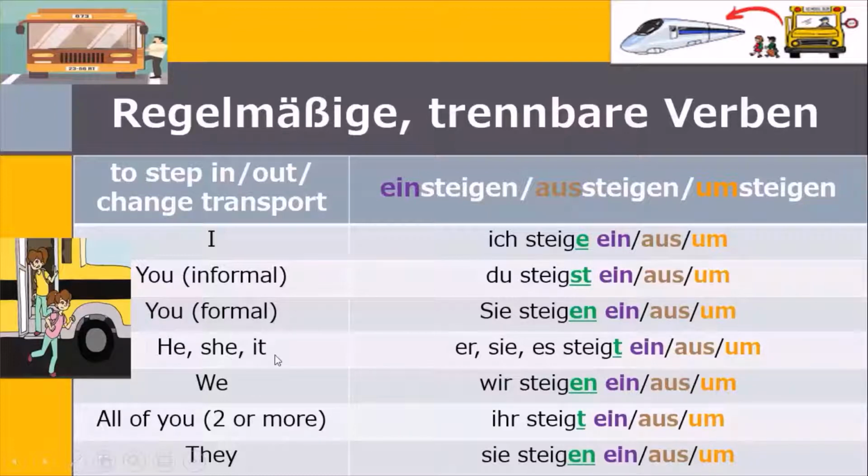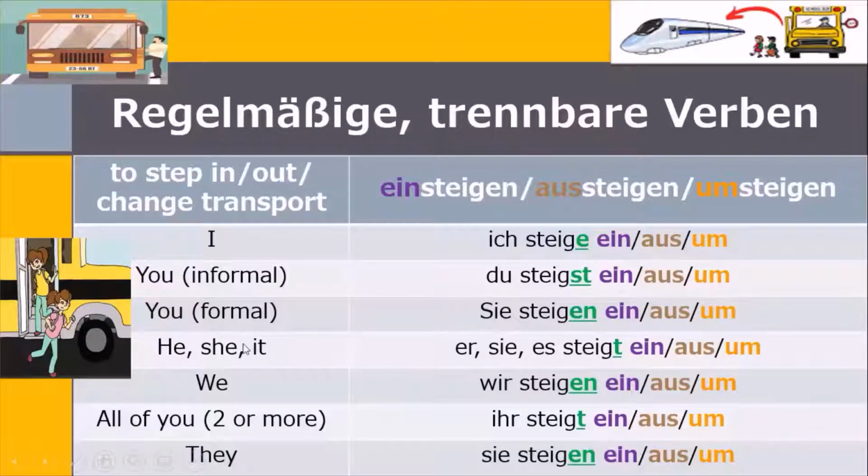He, she, it, er, sie, es, steigt ein, aus or um. Wir steigen ein, aus or um. Two or more people that I'm addressing directly or I'm talking to directly, ihr steigt ein, aus or um. Sie steigen ein, aus or um.